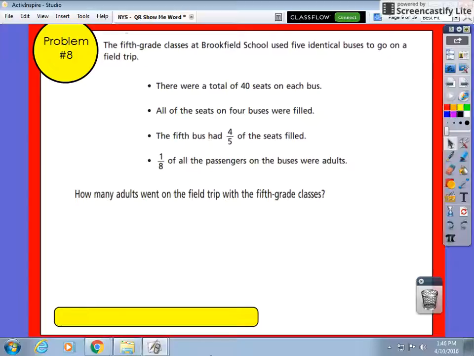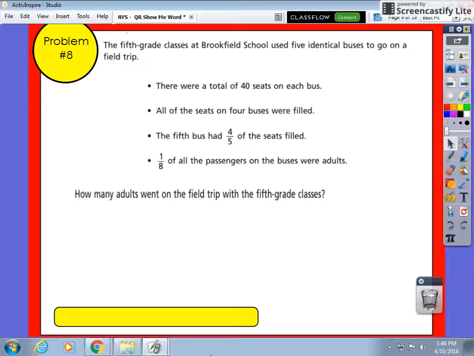So let's move along to problem number 8. The fifth grade classes at Brookfield School used 5 identical buses to go on a field trip. There were a total of 40 seats on each bus. All of the seats on 4 buses were filled. The fifth bus had 4/5 of the seats filled, and 1/8 of all of the passengers on the buses were adults. How many adults were on the field trip with the fifth grade class?